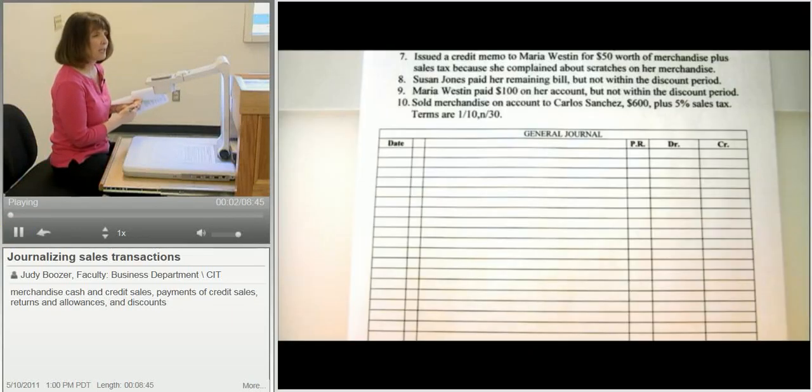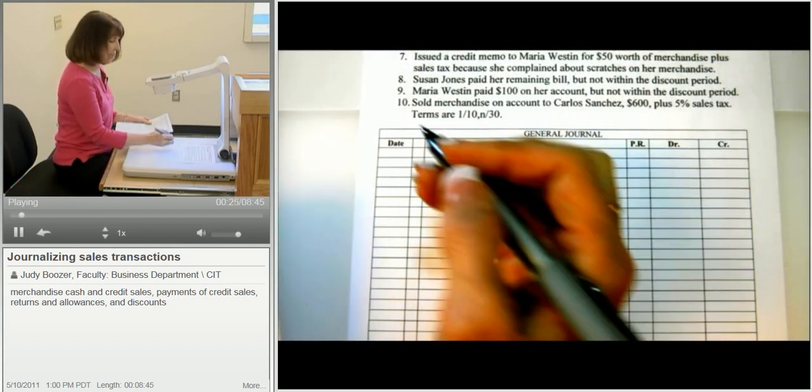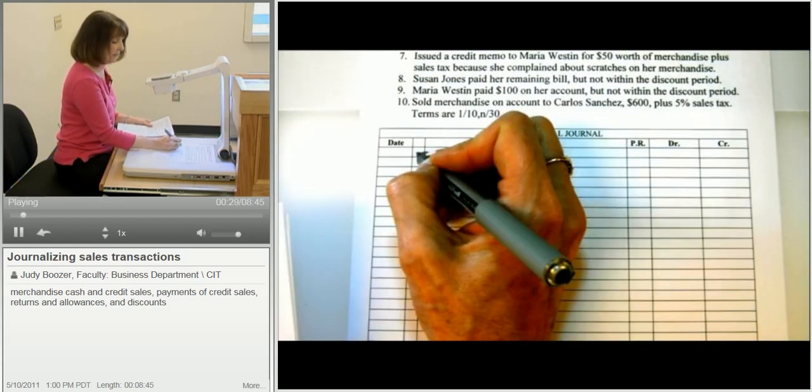Again, this is the practice form from Moodle, so if you lose the paper I gave you, you can always go on to Moodle and download this practice form. So what we're going to do is go through some of these transactions on it. And the first one says, sold merchandise on account to Susan Jones for $200 plus 5% sales tax. Because dates aren't listed, only numbers, let's just put the number here in the date column.